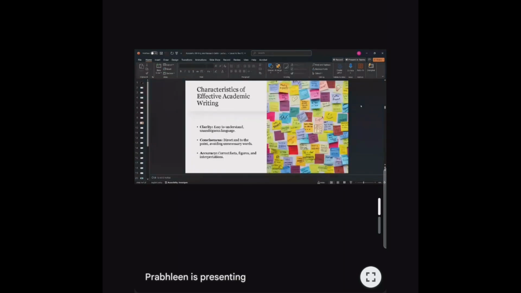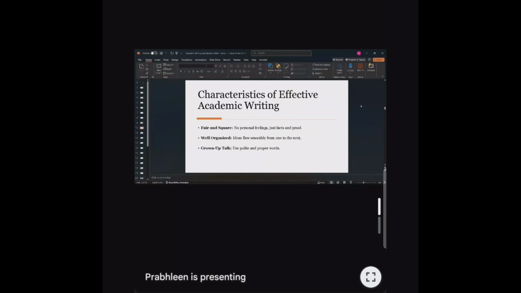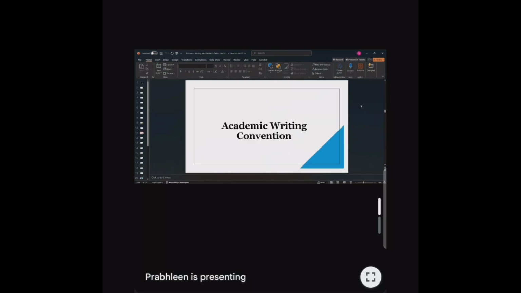So these are six things that we talk about when we talk about academic writing. One is clarity of idea, conciseness or to-the-point writing. Whatever facts, figures and numbers I'm giving, they are accurate. No personal feelings involved, no bias, factual, everything is connected with each other, and my language is very polite and proper.